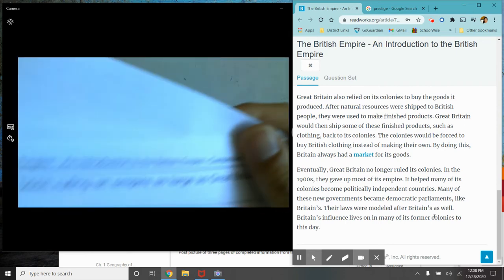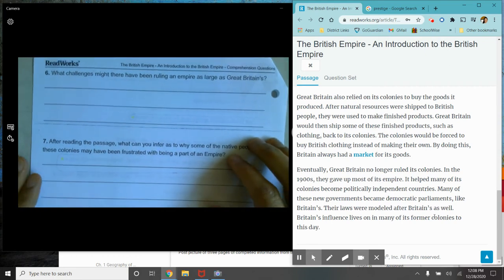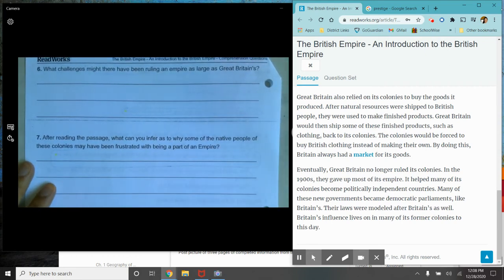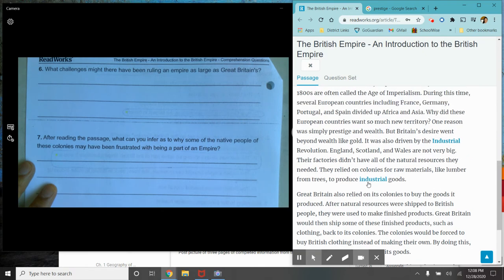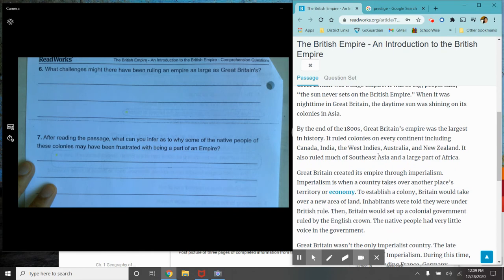All right, what challenges might have been ruling an empire so large? Now, this is a what if question. So we have to think about this together. What are some challenges that might be of ruling an empire so large as Britain? Now, it said that it took the natural resources from its colonies and brought them back to Great Britain. I could see a challenge in that. It was so large that it was always daytime somewhere.